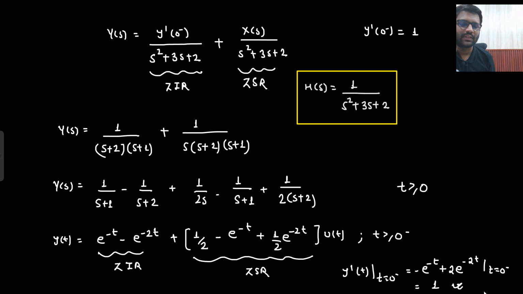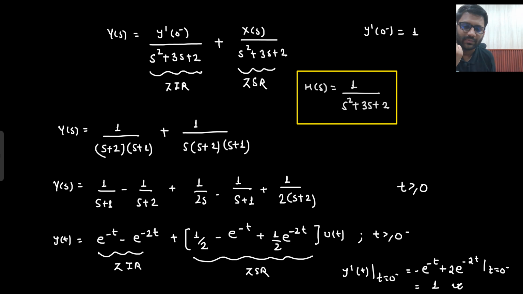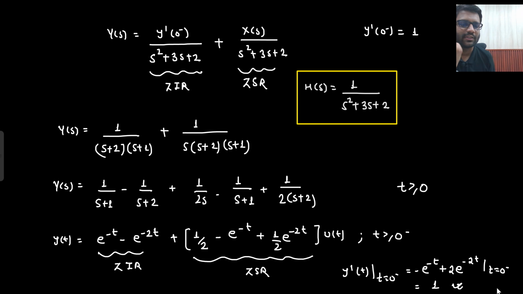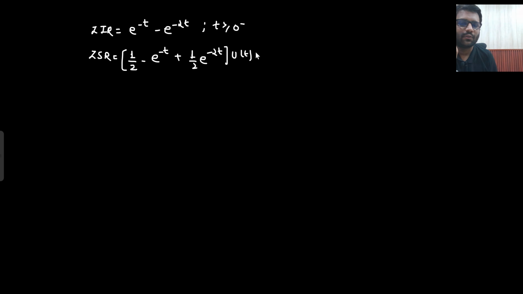So if someone asks you what is the zero input response, this is how you will tell: e to the power minus t minus e to the power minus 2t for t greater than equals to 0 minus. And if someone asks you zero state response, then you will write down in this manner: 1 by 2 minus e to the power minus t plus 1 by 2 e to the power minus 2t ut. Okay, and here you don't need to write down t greater than equals to 0 minus, because you know that this will be existing for t greater than or equals to 0 only. So here you don't need to write down anything.